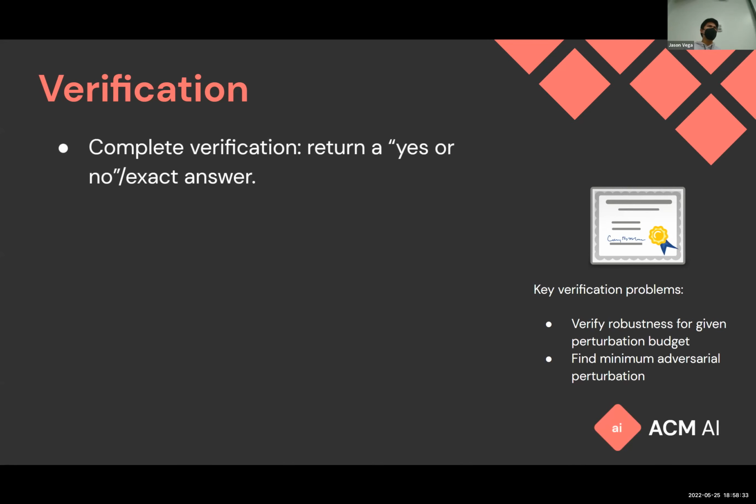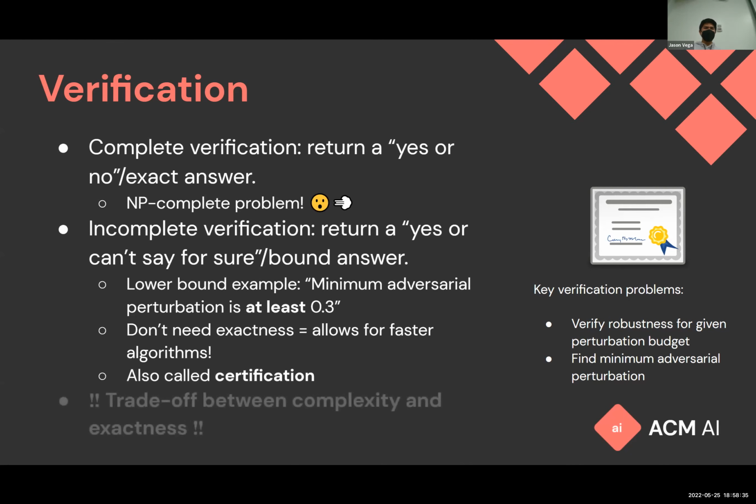There are different approaches to verification, and the main point is that there's a big trade-off between how slow your algorithm is, since most are pretty intensive, versus how exact your verification is. By exact, I mean what you can actually verify. Maybe you can verify that images at least this far away are safe, rather than finding the exact boundary of safety.